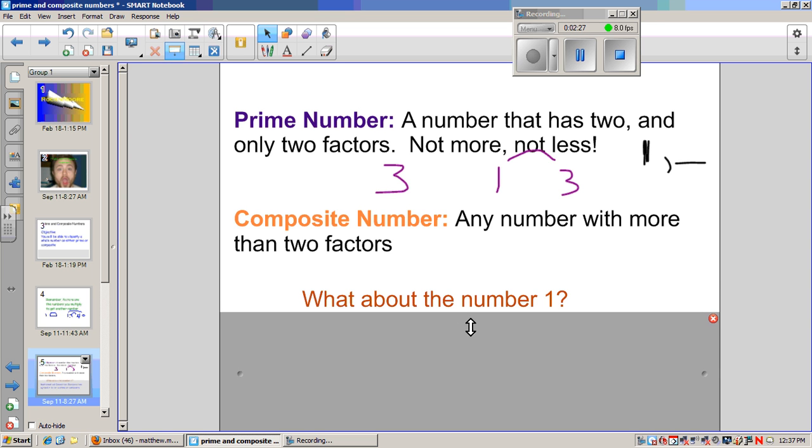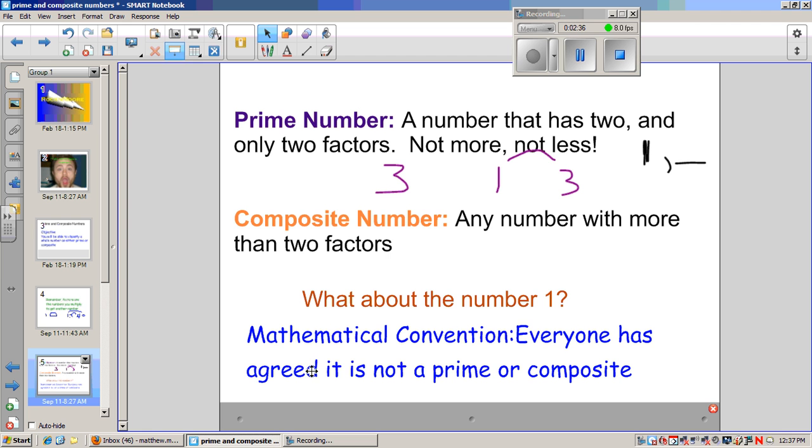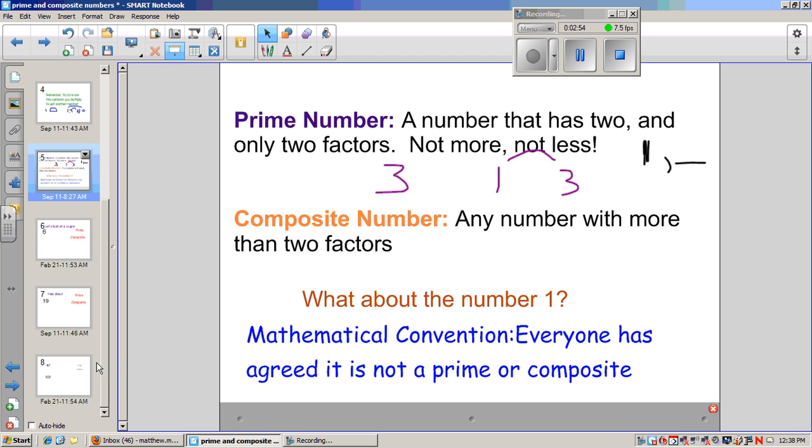And some of you might be saying, well, Mr. Moore, what about the number 1? It only has 1 factor. Well, the number 1 is what we call a mathematical convention, which means everyone in the world has agreed, even Mr. Rockenstein has agreed, that it's not prime or composite. So the number 1 is never going to be one of those numbers you're working with.